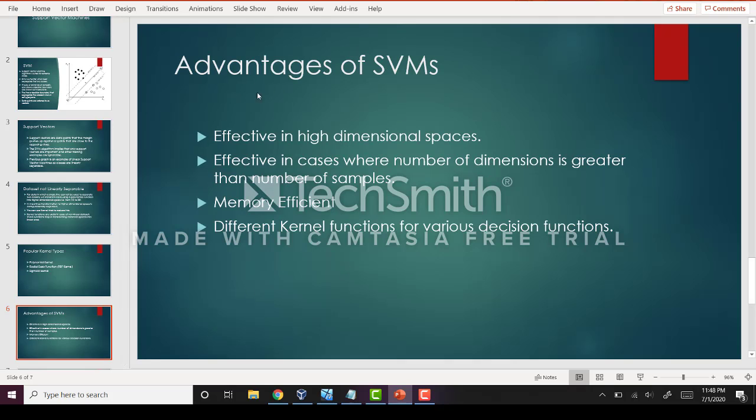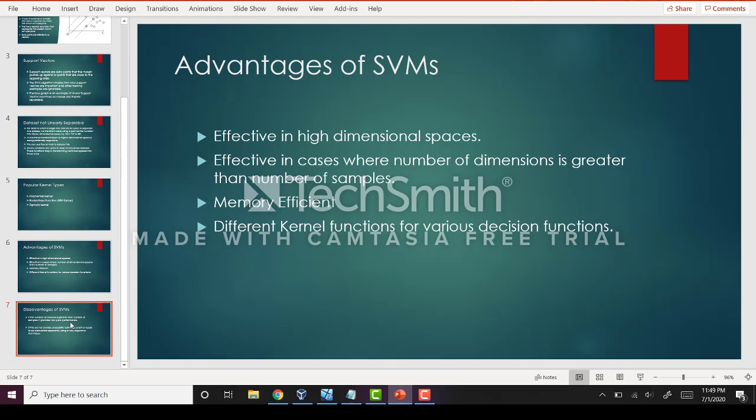So what are the advantages of SVMs? It is very effective in high dimensional spaces. It is effective in cases where the number of dimensions is greater than the number of samples. It is memory efficient, and it is very versatile, as different kernel functions are available for various decision functions.